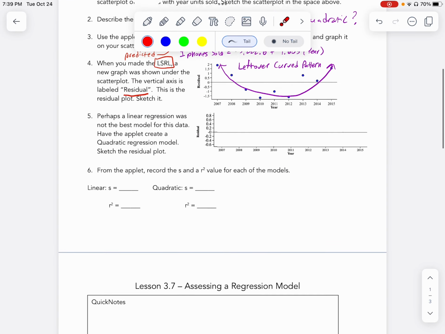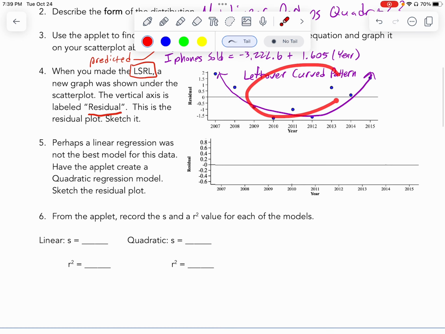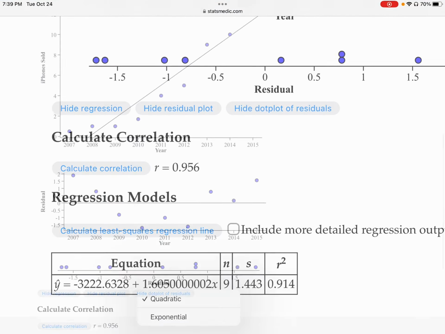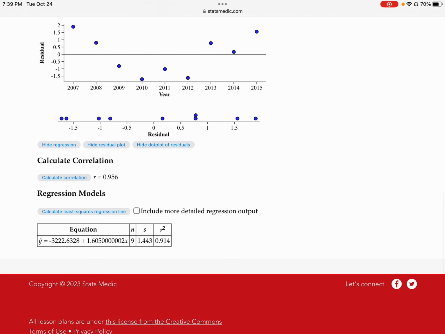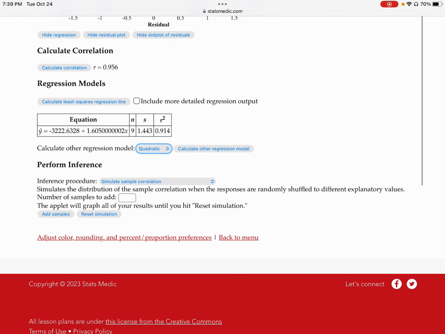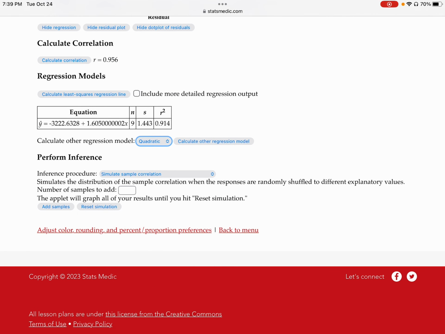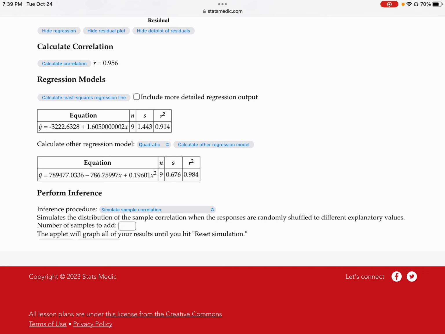Okay, so here's something cool. Number 5, we're going to go back to the applet and we're going to run a quadratic regression, not a linear regression. And then we're going to compare the residual here to the residual of the new one. You do that right down here, where it says calculate the other type. Ooh, weird, what happened there? Right here, quadratic, and then click calculate other regression.